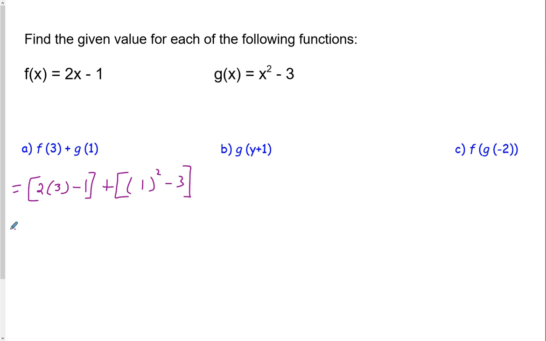Now it's just a bit of algebra. Inside my first bracket, 2 times 3 is 6, minus 1 is 5. And in my second bracket, 1 squared is 1, minus 3 is negative 2. So 5 plus negative 2, that's the same as 5 minus 2. The answer is going to be 3.